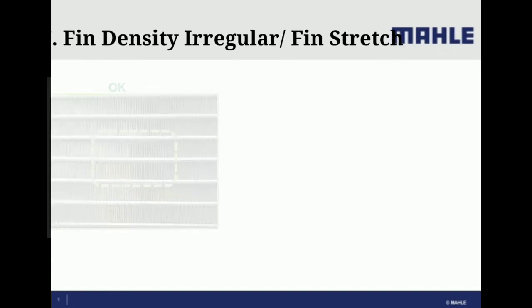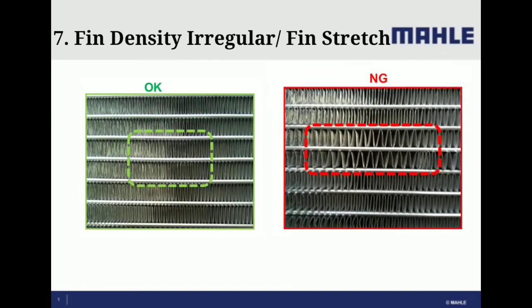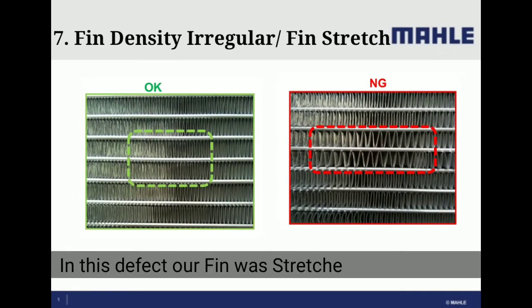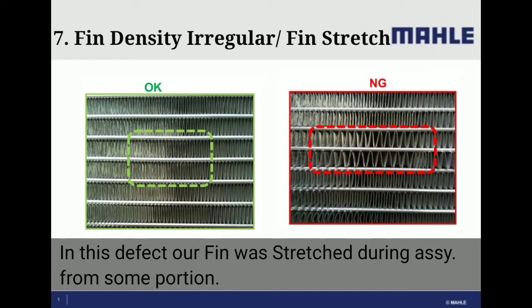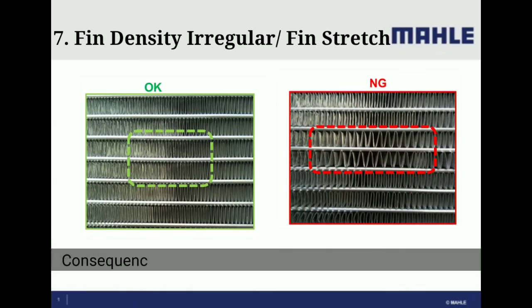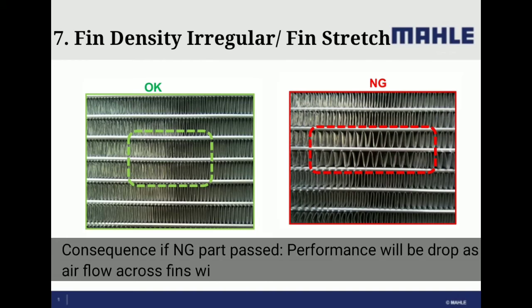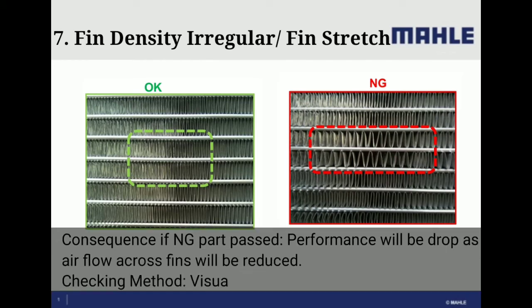Next is fin density irregular or fin stretch. In this defect, our fin was stretched during assembly from some portion. Consequences: if the NG part passes, performance will drop as airflow across the fin will be reduced, and the checking method is visual.